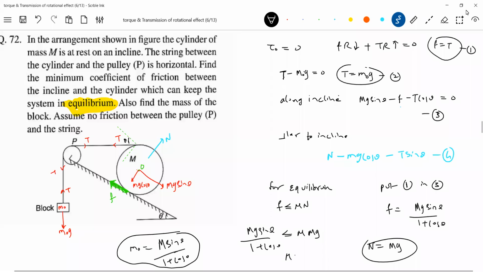Solving this, mu should be greater than, or the minimum value is asked. So what should be the minimum value of mu? It should be sine theta by 1 plus cos theta. If the value of mu is greater than this, equilibrium is possible. Less than this, equilibrium is not possible. That's why the word minimum is brought in here.